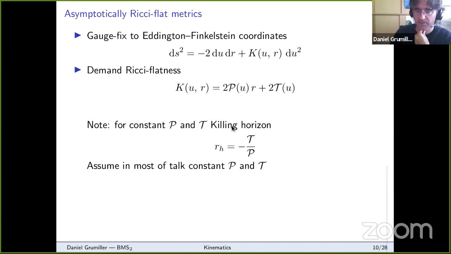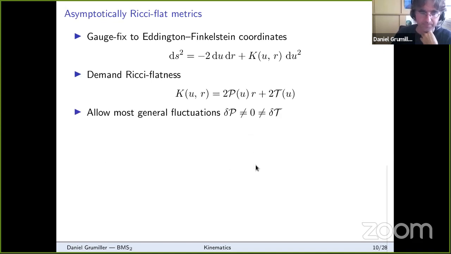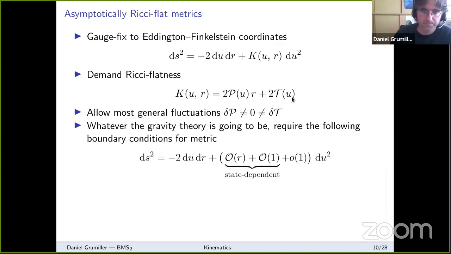So I'm not going to be very explicit. Sometimes results that I present are valid for arbitrary functions of u, and in some cases, for instance when we do thermodynamics, we assume that these are constants. But to reduce clutter a little bit, I'm not giving the argument u all the time. Okay, and our boundary conditions then demand that asymptotically, so for large values of r, the metric looks like this with this function k, potentially plus subleading terms. And these functions can vary arbitrarily. They're not fixed, they're arbitrary fluctuating functions. If you want, you can call them state-dependent functions.